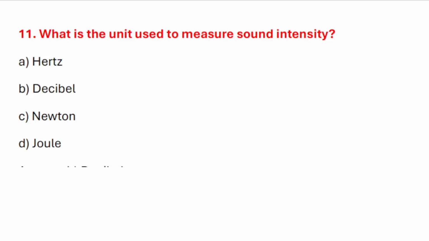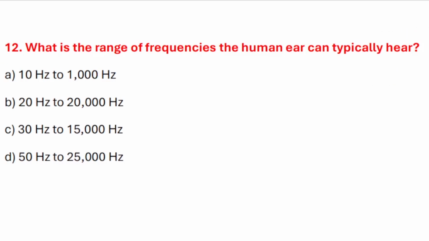Question number 11. What is the unit used to measure sound intensity? Correct answer is option B, decibel. Question number 12. What is the range of frequencies the human ear can typically hear? Correct answer is option B, 20 Hz to 20,000 Hz.